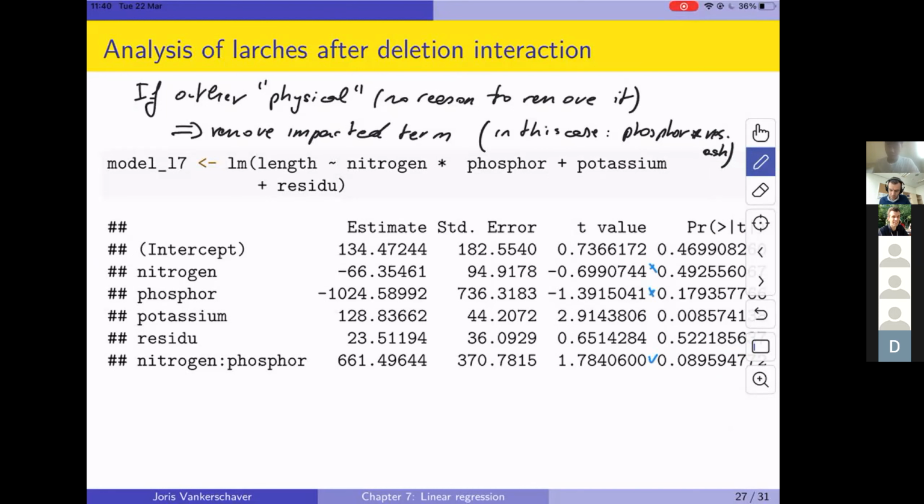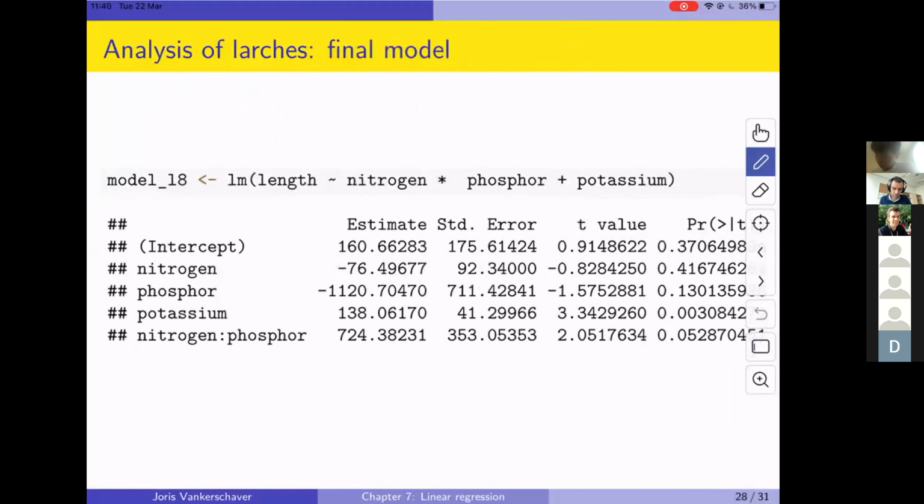And if I look at my other terms, well, what do I see? Potassium is still significant, but now residual ash itself has become non-significant. And there's no higher order term that involves residual ash anymore. So I have something that is not significant and not protected by a higher order term. So I'm going to try removing that from my model. And if I do that, now I end up with a model with 3 predictors and an interaction term.